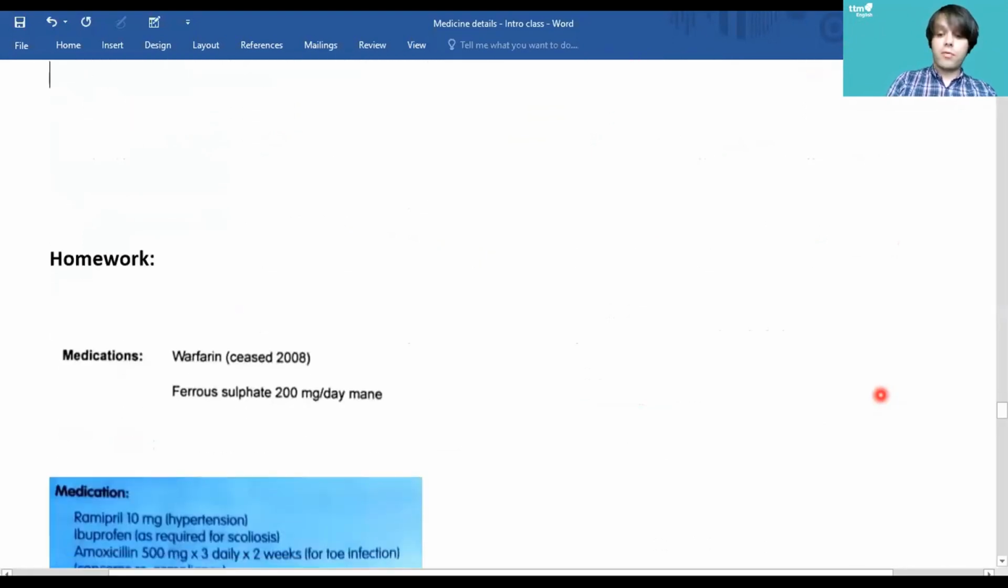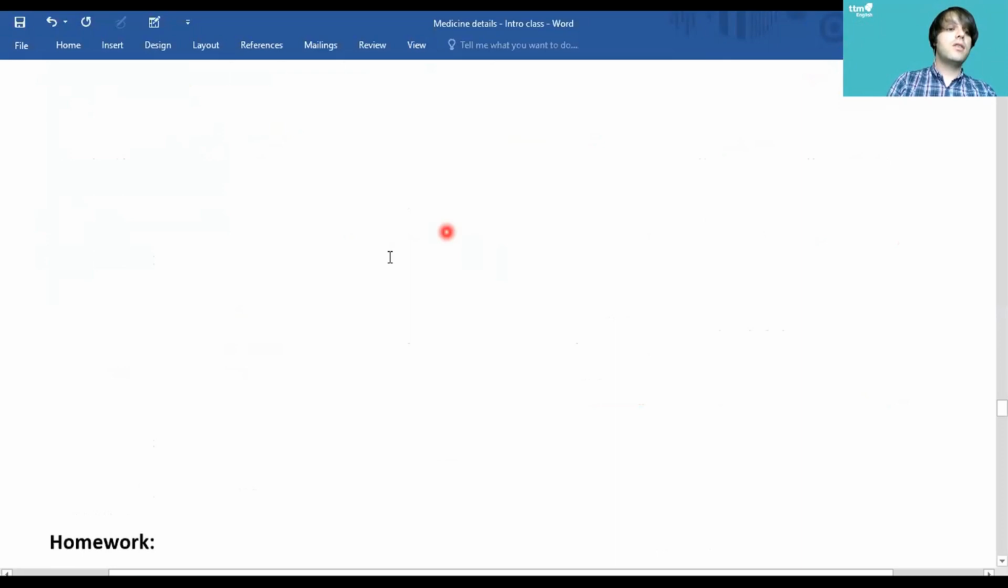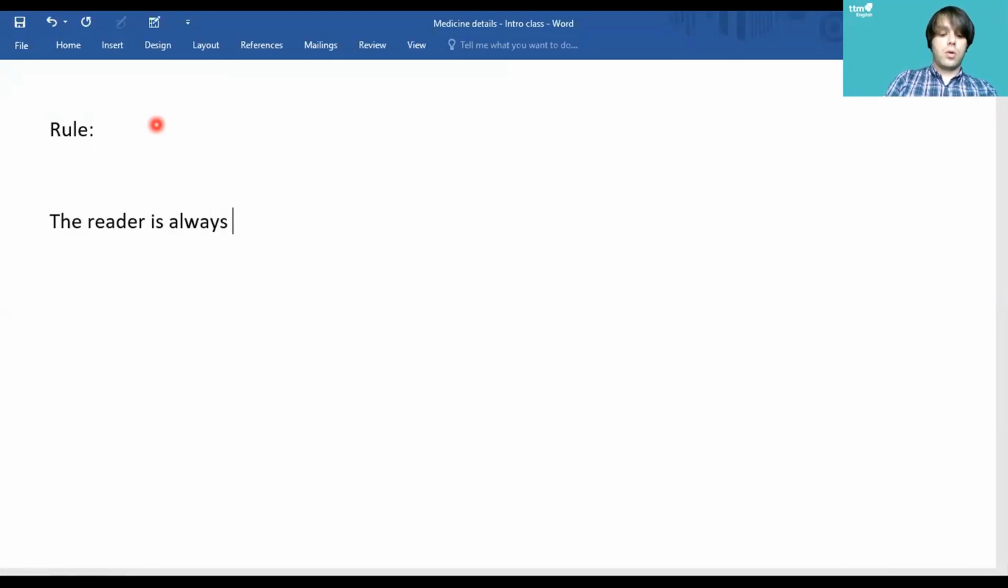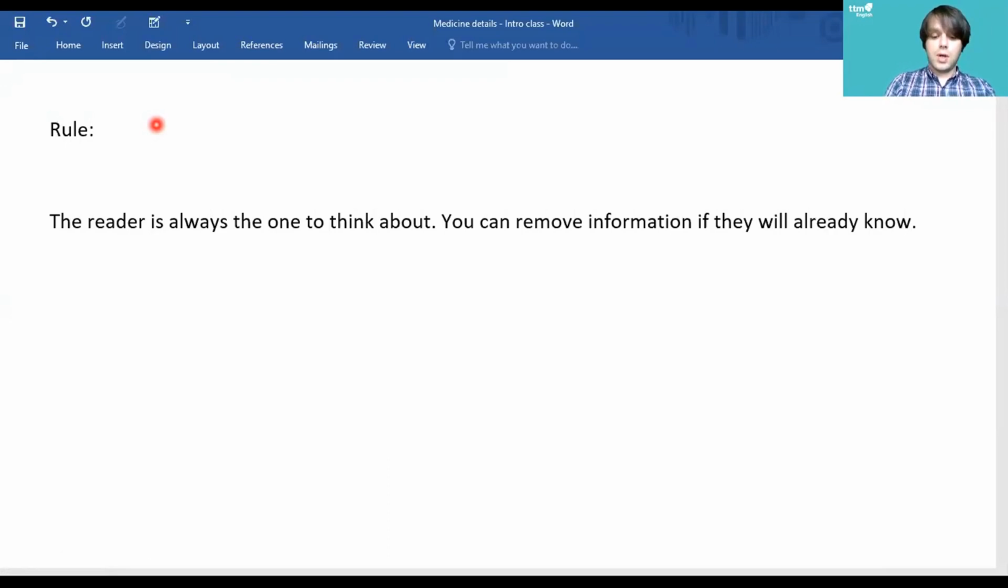So look, think about the reader always. Okay, so if the reader doesn't need it, that's the number 1 rule, isn't it? The reader is always the one to think about. Okay, you can remove information if they will already know. Okay, but use the 4 possibilities when you think about this. Yes, are there any more questions?